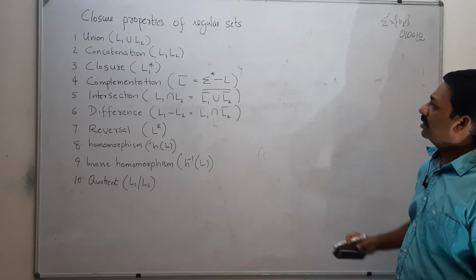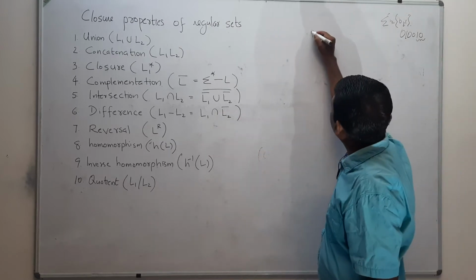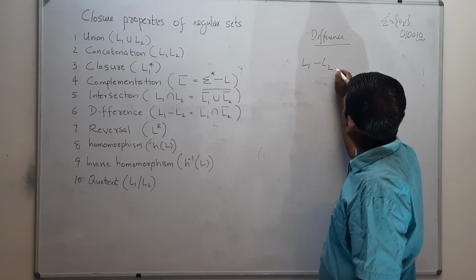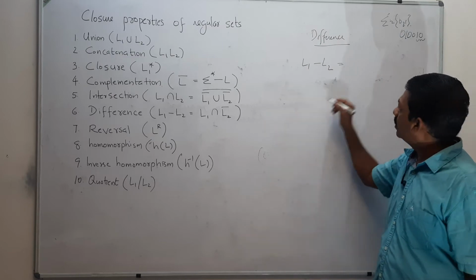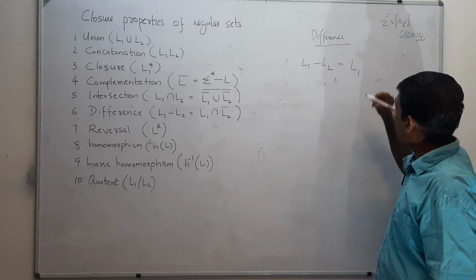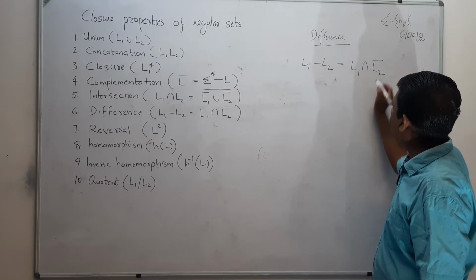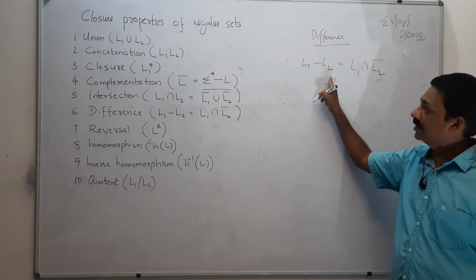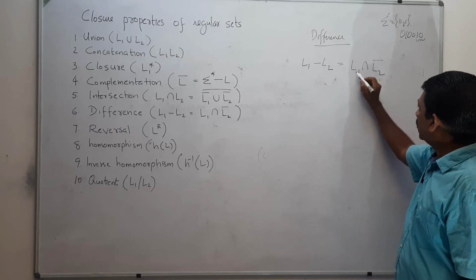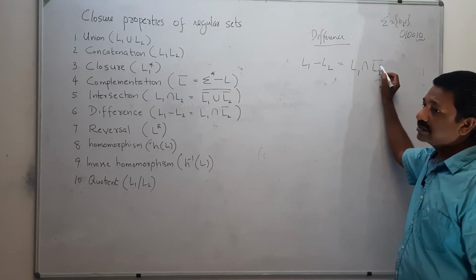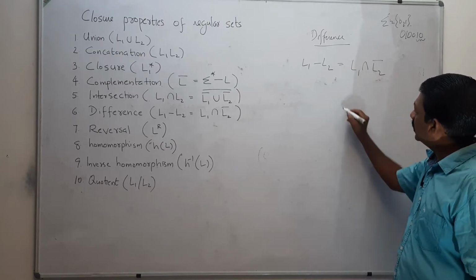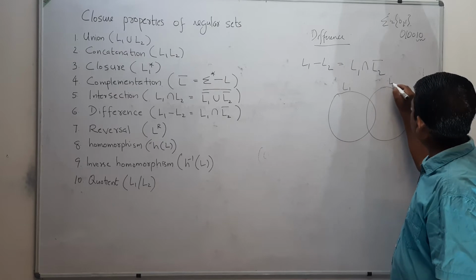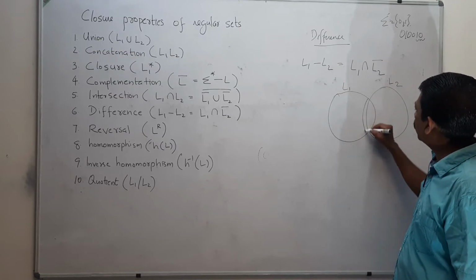Then what about difference? L1 minus L2 you can represent in a different way: L1 intersection L2 bar. L1 minus L2 is in L1, not in L2. Suppose this is L1 and this is L2. L1 minus L2 will be this portion.